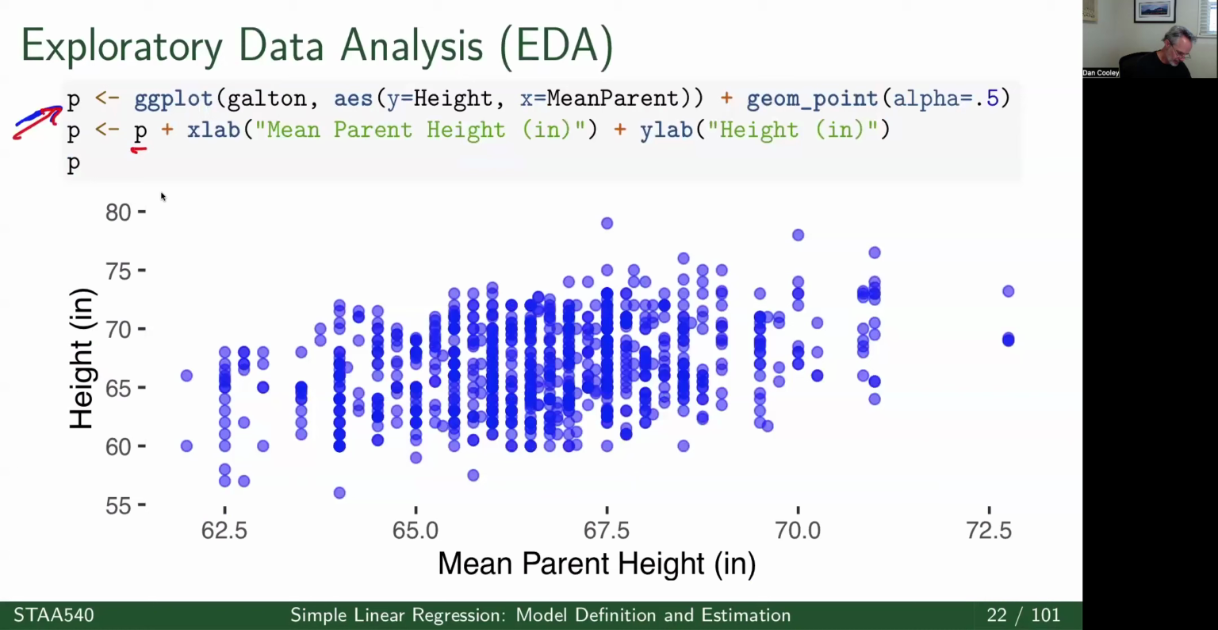So P plus x label. This threw on the mean parent height label there, and the height for our vertical axis there. And then by typing P, we get the whole thing. So notice we created it in line 1, we updated P in line 2 by adding this stuff on the right-hand side to P. So P's been overwritten to be a plot that looks like this.